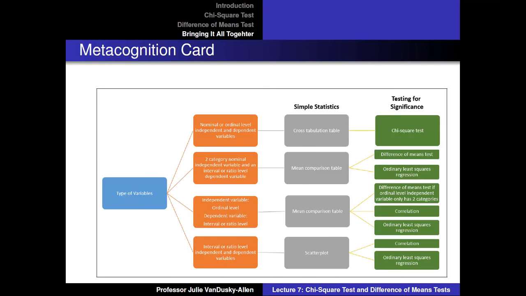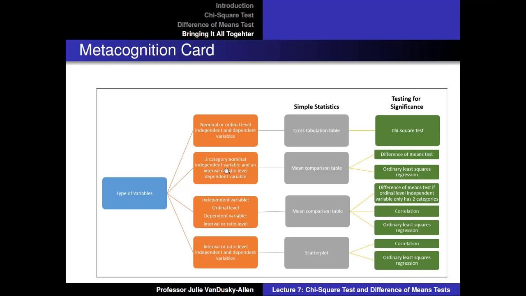Throughout this course, we discussed different methods to analyze the relationship between two variables. Here is a metacognition card that summarizes when we should use these different types of methods to analyze the relationship between two variables. If we have nominal or ordinal level independent and dependent variables, and we wanted to use simple statistics to analyze the relationship between these variables, we could use a cross-tabulation table. If we wanted to test if the independent variable has a statistically significant impact on the dependent variable, then we could use a chi-square test.